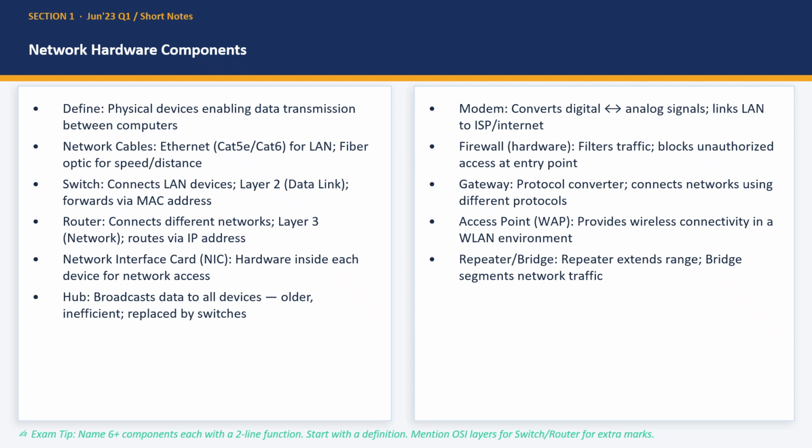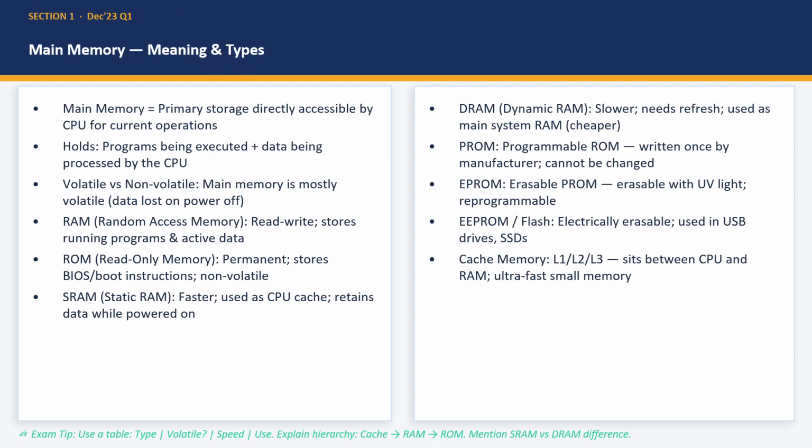Switch works at layer 2, forwards data using MAC addresses. Router works at layer 3, routes data using IP addresses. Modem converts digital to analog signals. Firewall protects network by filtering traffic. NIC, access point, gateway, etc. Exam tip. Always mention the OSI layers for switch and router. This fetches extra marks.